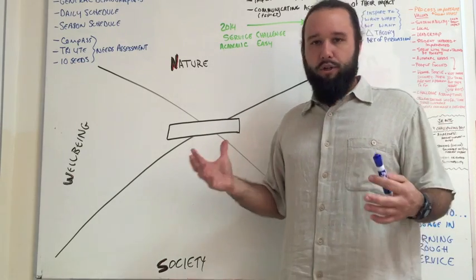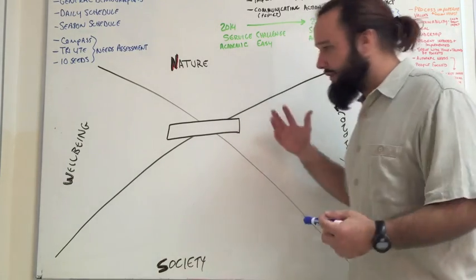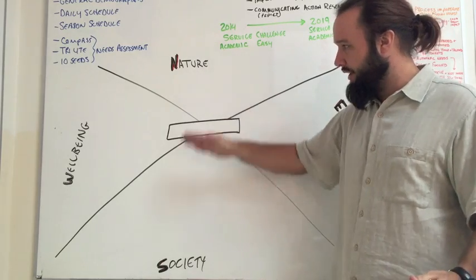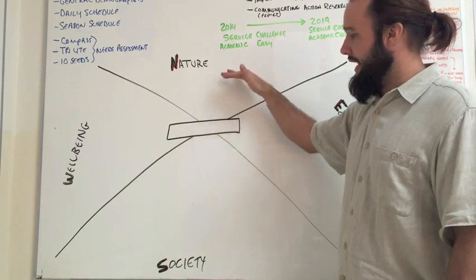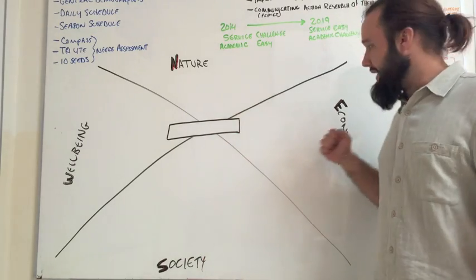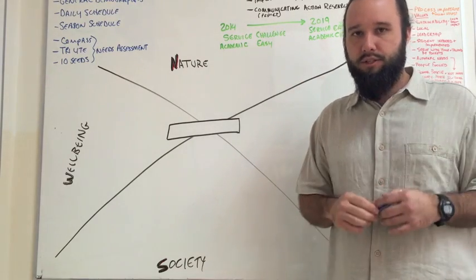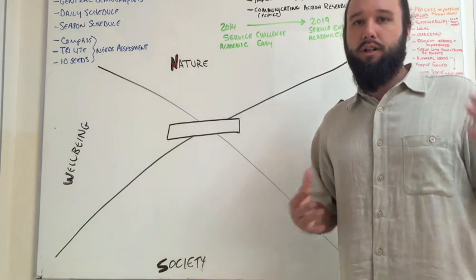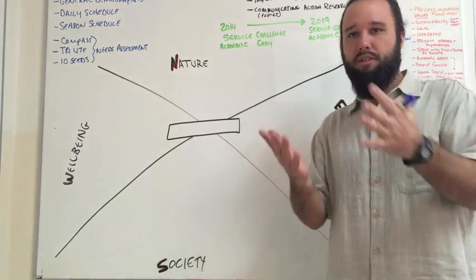So what I want to do is show you how to use this and what it means. Okay, so it's a compass. There's north, south, east, and west, and those stand for nature, society, economy, and well-being. What I try to do is think through what are general ideas or concepts related to each one of these. You can make a huge list. I'm just going to write down a couple things.